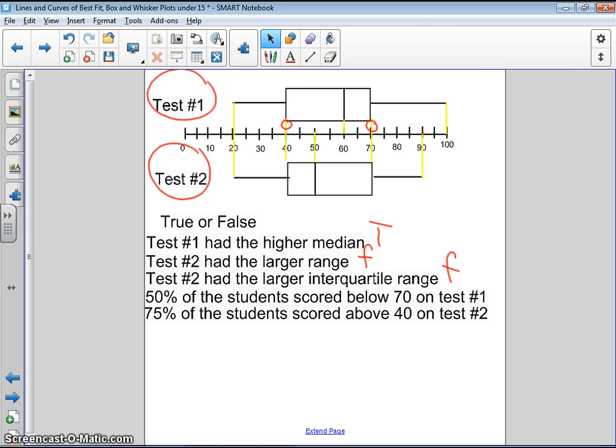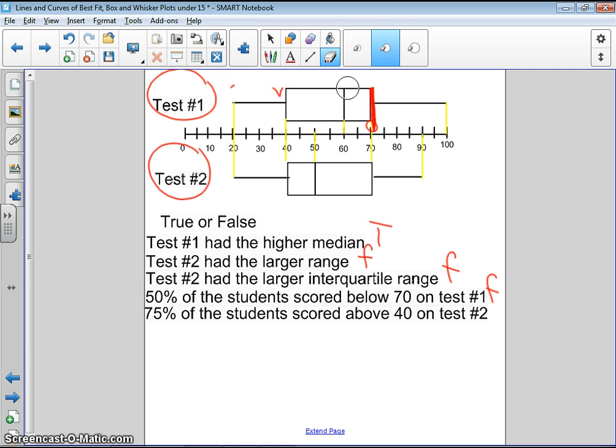The next statement, 50% of the students scored below 70 on test 1. Well, right here I've got 70 marked on test 1. What percent scored below that? Well, we got 25% here, we got 25% here, and we got 25% here. This is going to be false because it should have said 75% of the people scored below 70 on test 1.